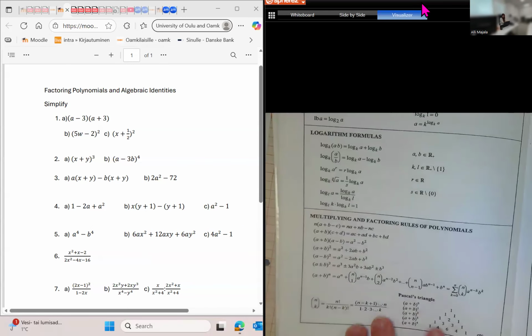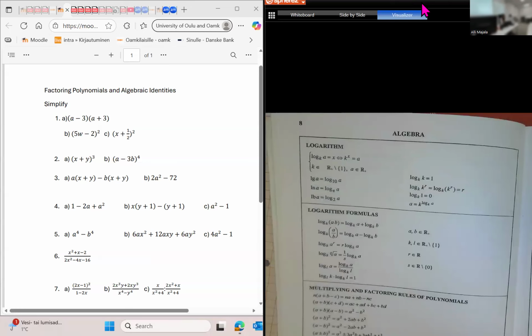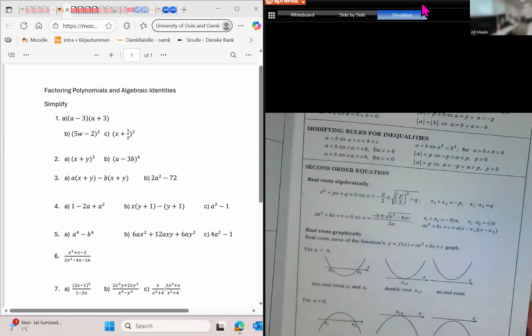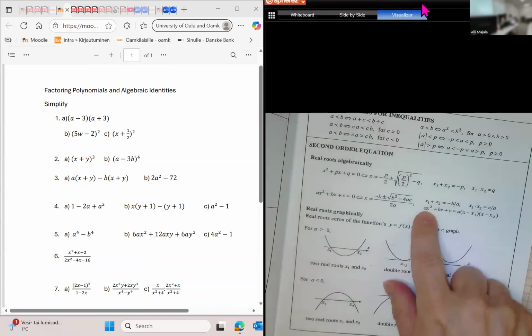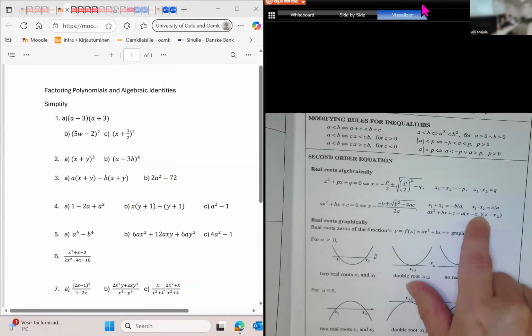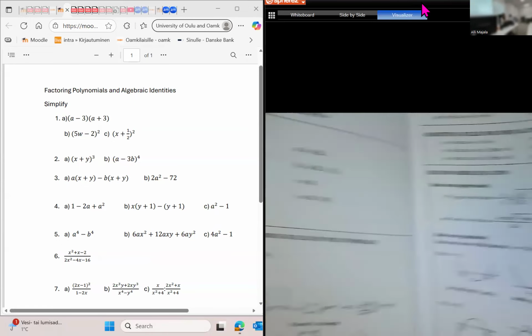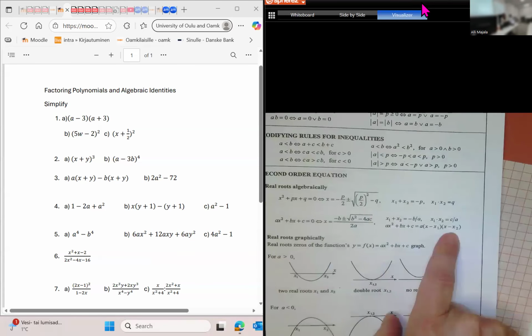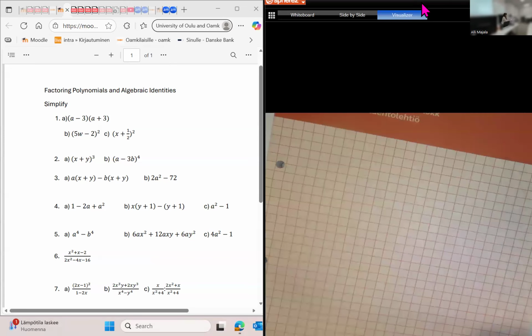So in technical formulas here, on page 8, you can find this. And then here you can find how to express a second degree equation with the roots. So these are basically the procedures we are supposed to practice now with those exercises.